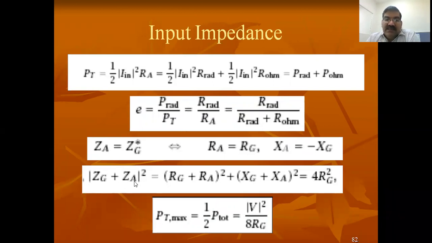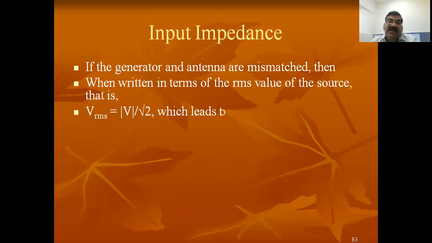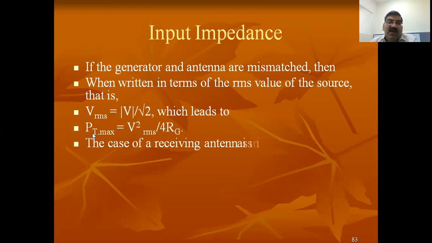By relating these things, for the impedance match condition, the 100% impedance match condition, we can say here that 1 by 2 P total is V square by 8 times RG. So this is the maximum power, PT max. This is what we are calculating. Now, if the generator and the antenna are mismatched, then obviously the power will not be delivered to the antenna. When we write in terms of the RMS value of the source, V RMS equals V by root 2, a basic formula. PT max equals V RMS square upon 4 RG.